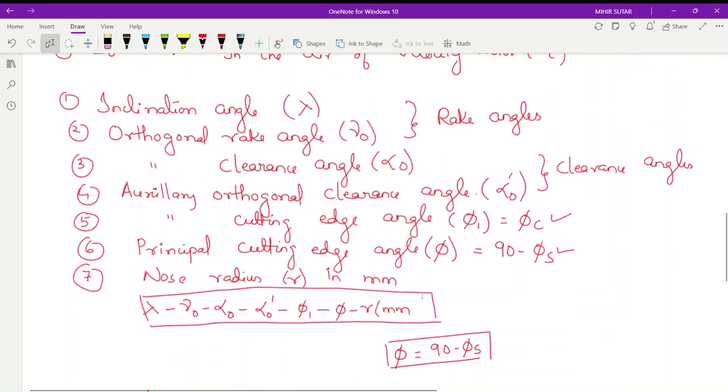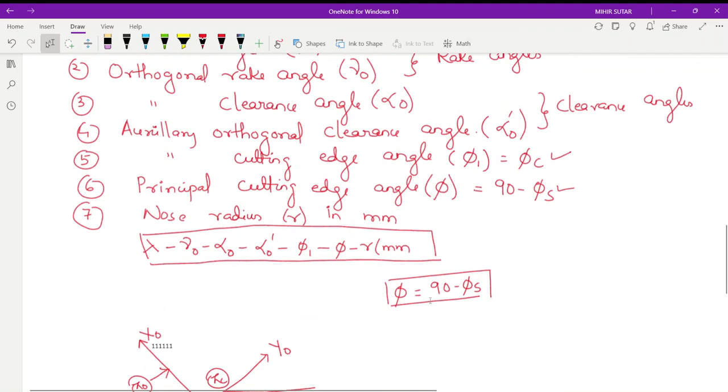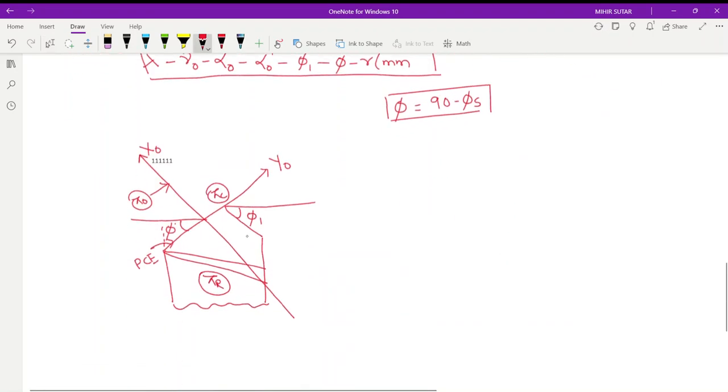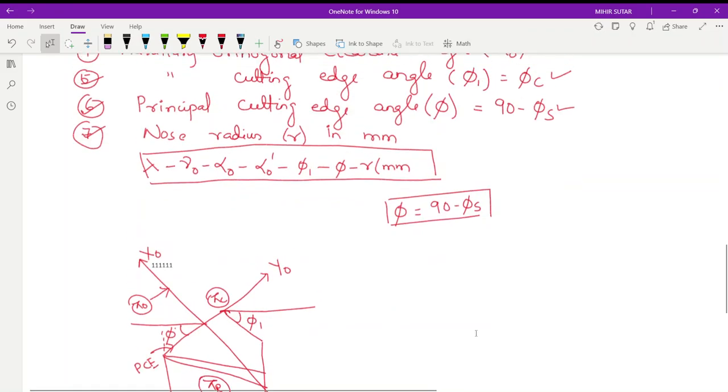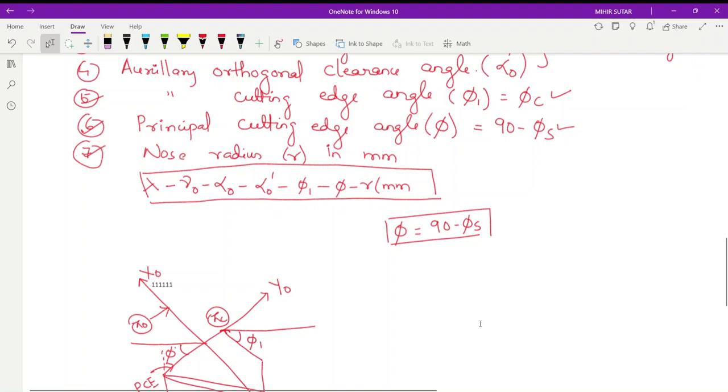You can see these things. So these two angles and the nose radius R we have got; we have plotted all of these. Next, we will cut the section of the tool along the pi c plane. You can see that this is the pi c plane. We cut the section of the tool along the pi c plane.